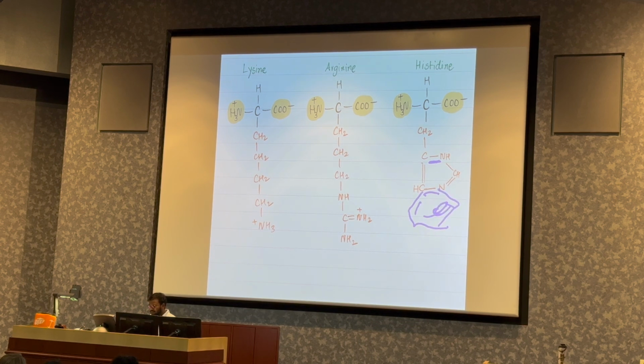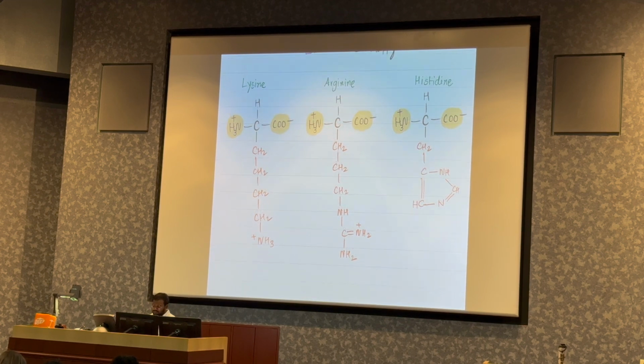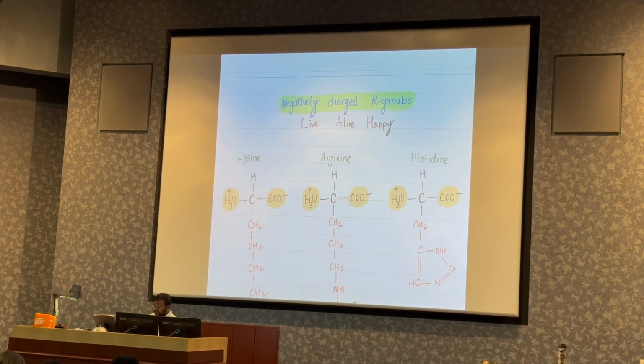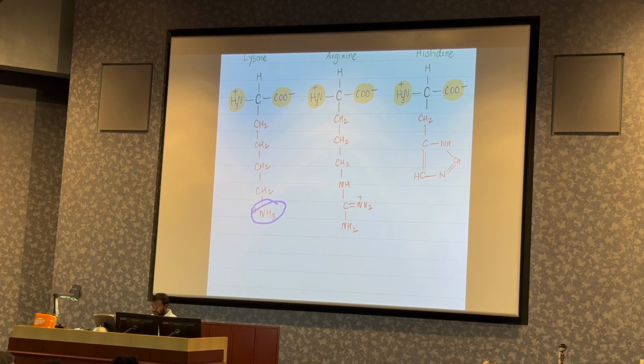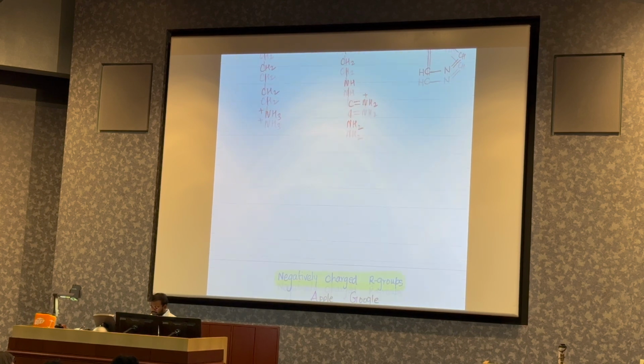But this doesn't. This only has 3. Okay, so this is the only difference. You just have to remember, they are basic. Negatively charged means they are basic. Basic means they have NH3, NH3, NH3, or NH, or maybe this is NH plus. Okay, so this is how you remember. This is basic amino acid.